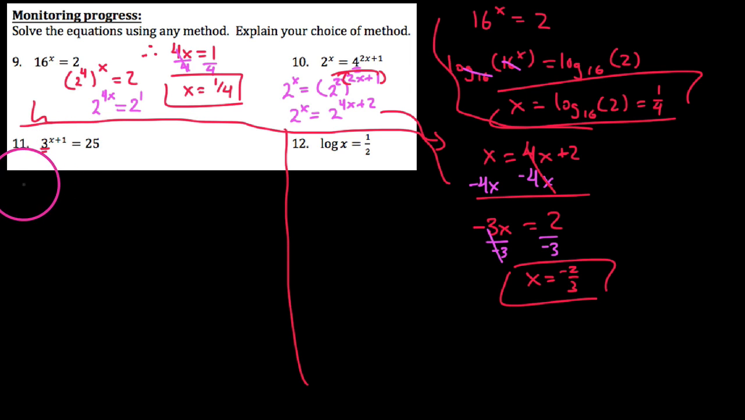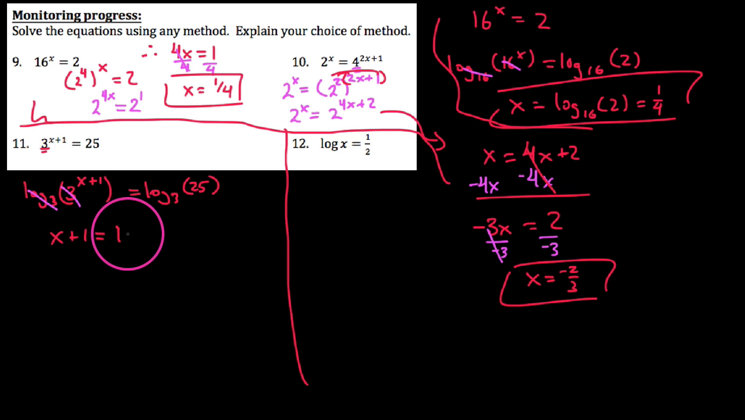And then we're going to take a log of both sides, and of course we would take a log base 3 to undo our exponential expression with a base of 3. So we have log base 3 of 3 to the x plus 1 is log base 3 of 25. With these 2 canceling out because of their inverse properties, we see that x plus 1 is equal to log base 3 of 25, and we'll divide.